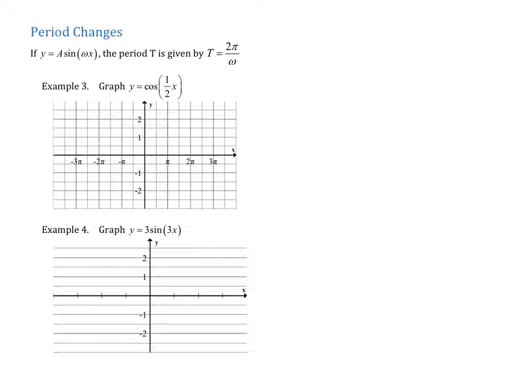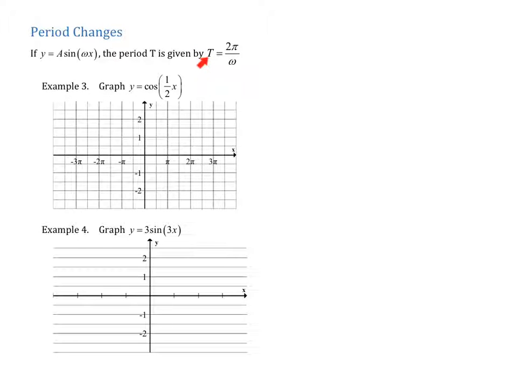So let's take a look at period changes. Period changes are going to happen on the inside with the x inside the sine function. And this is a Greek omega, so you're going to say a sine omega x. The thing we need to remember about horizontal changes is whatever they say, we actually do the opposite. So for example, when I say cosine of half x, that is actually going to be a horizontal stretch by a factor of 2. So this formula actually does that for you.